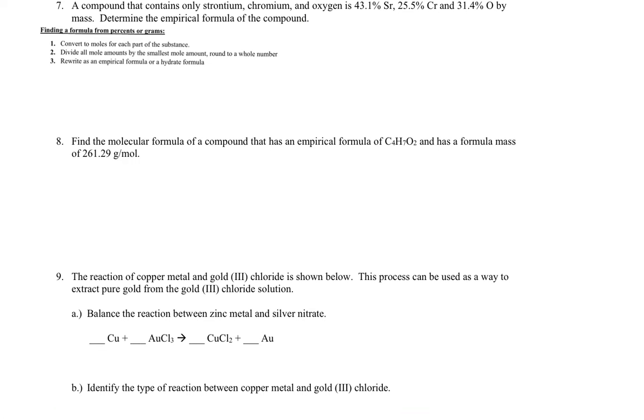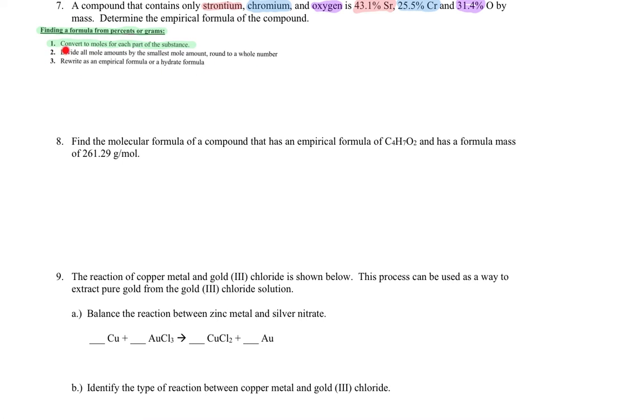Page 3 starts off with a question about finding a formula from a percent or grams. This is right from one of the reference sheets you'll get on the exam. So we have a compound that has strontium, 41.3%, chromium, 25.5%, and oxygen at 31.4% based on their masses. So we have to determine the empirical formula, which is a formula in lowest terms. We are going to use these 3 steps from our reference sheet.